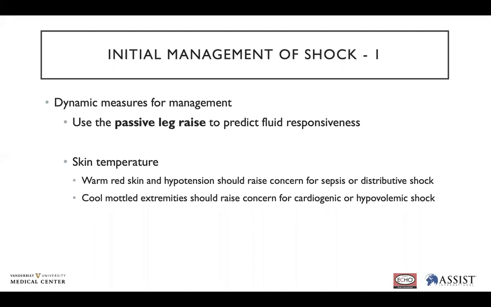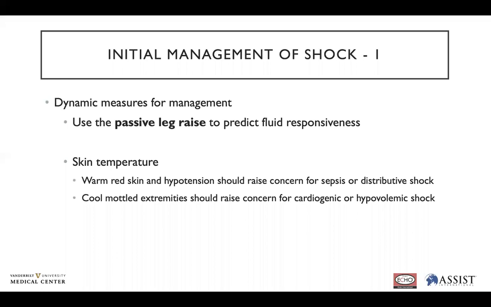So in your initial assessment and management of patients with shock and COVID-19, dynamic measures can be very helpful. So things such as the passive leg raise can help you to predict fluid responsiveness in these patients. So simply raising the patient's legs up in the air and looking for a response in systolic blood pressure of greater than 20 millimeters of mercury or diastolic blood pressure greater than 10 millimeters of mercury can help you to decide would this patient benefit from giving them a bolus of fluids or continuing IV fluids.